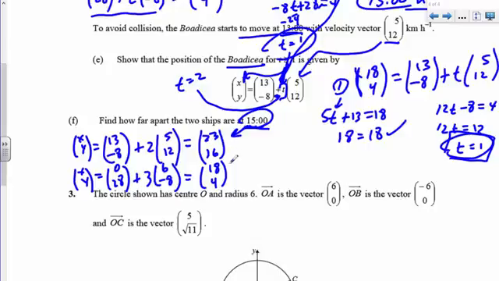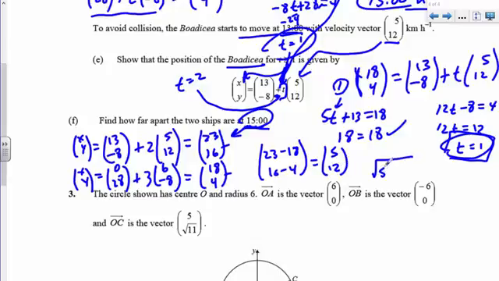Now I actually have to find a vector between this point and this point. So what I'm going to do now, it doesn't really make any difference which way this goes. I'm just going to say then the vector 23 minus 18 and 16 minus 4. This will give me the vector between the two ships. I just take these coordinates and subtract them. So this is going to give me 5, and this is going to give me 12. And then I have to find its magnitude. Okay, the magnitude of this vector, and then it'll tell me the distance.